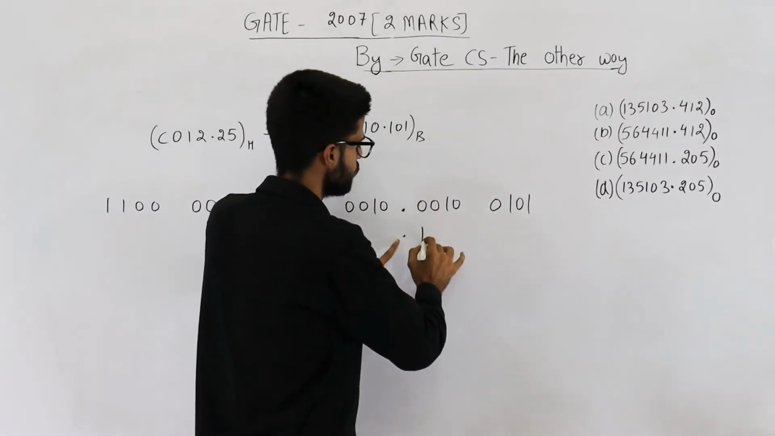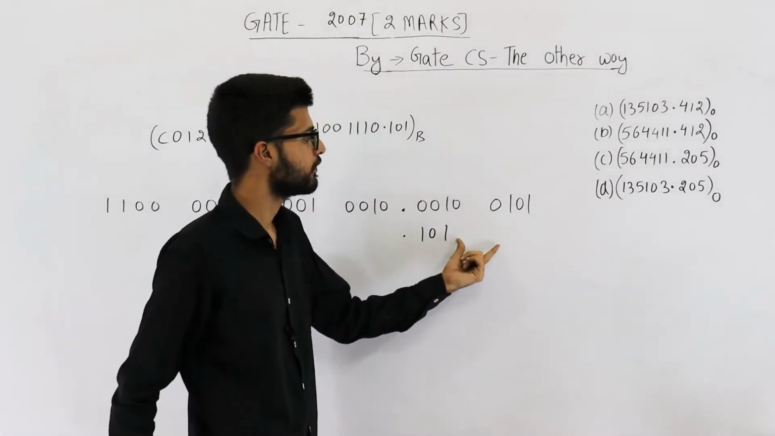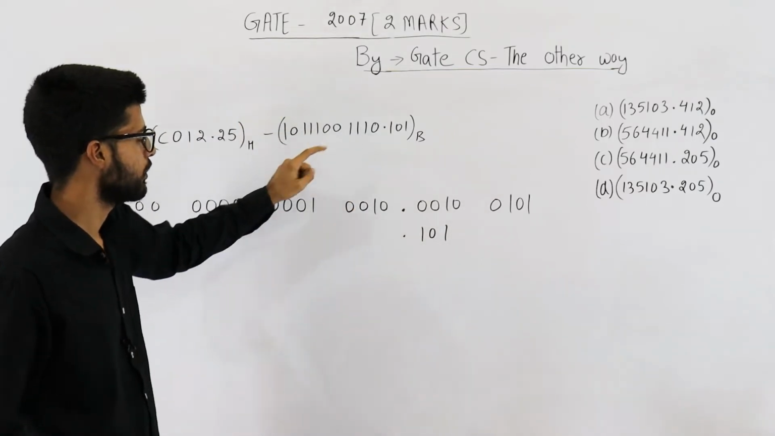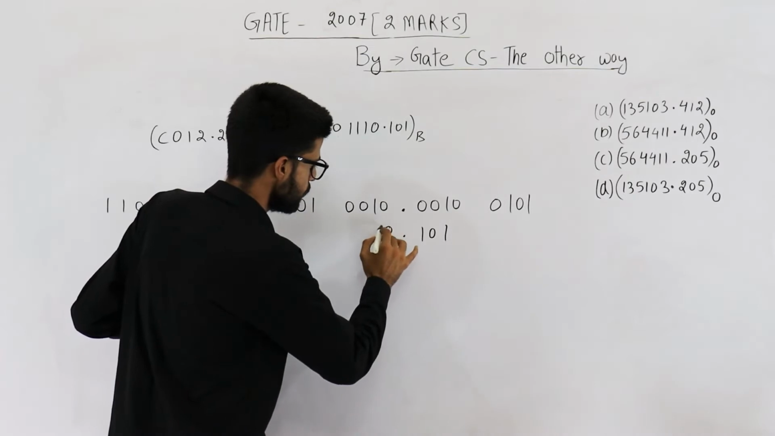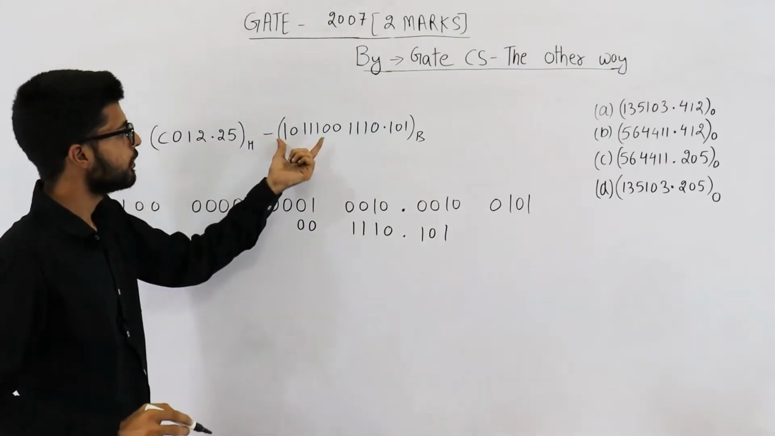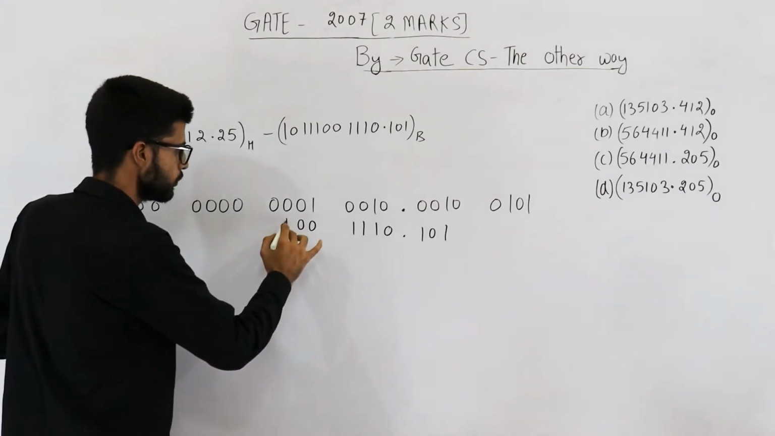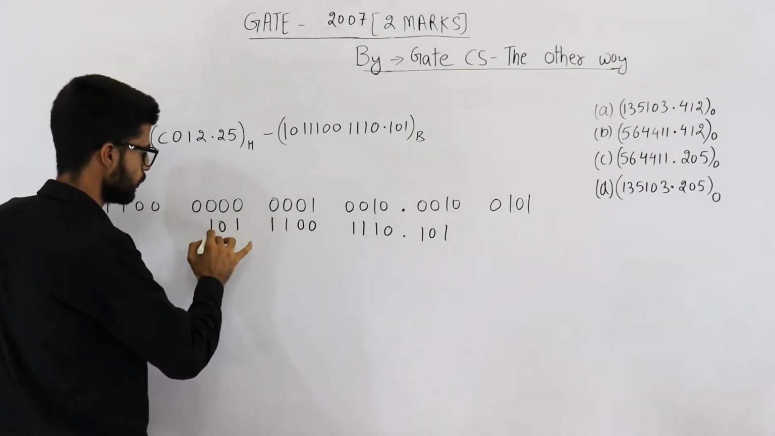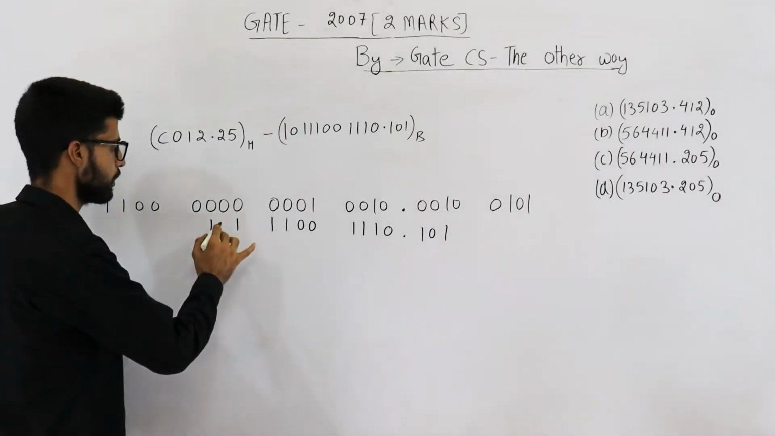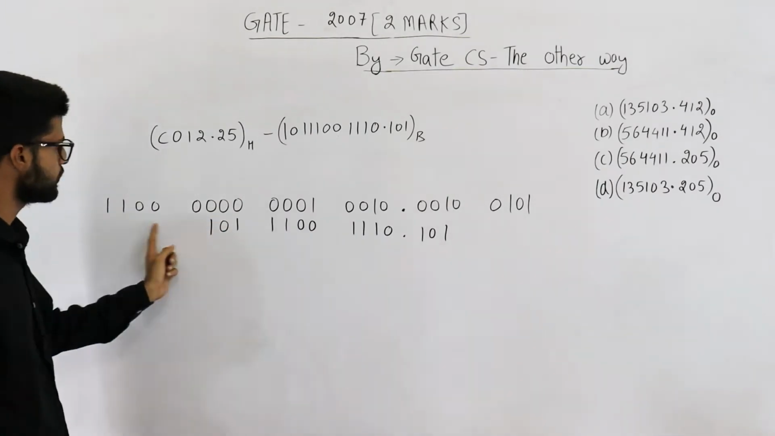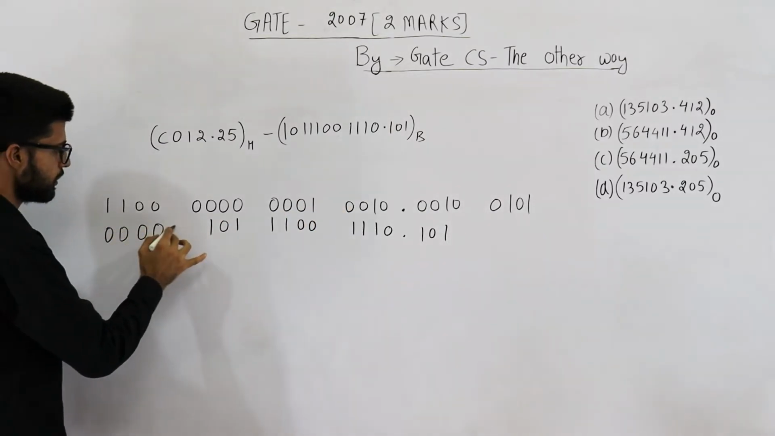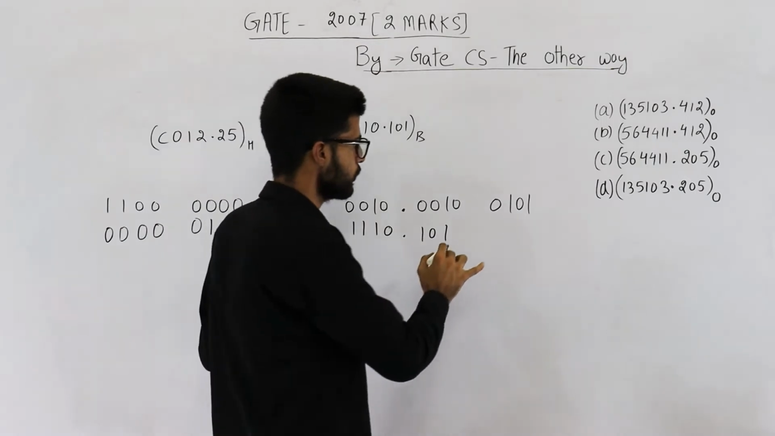After radix point, it is 101. So all of these bits will be zeros. Before radix point, we have 0111 00, 0111 00, 0101. Okay, this is the given number. Now let us write zeros here as well and there as well. So all of these bits, they are zeros. Here also you have 5 zeros.